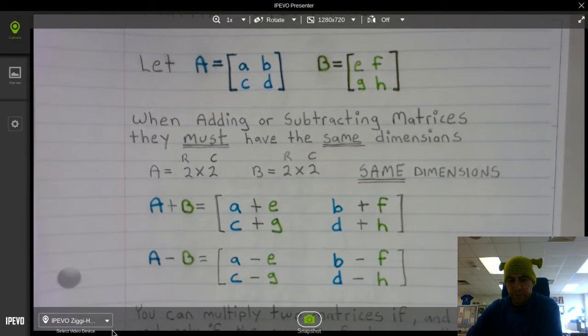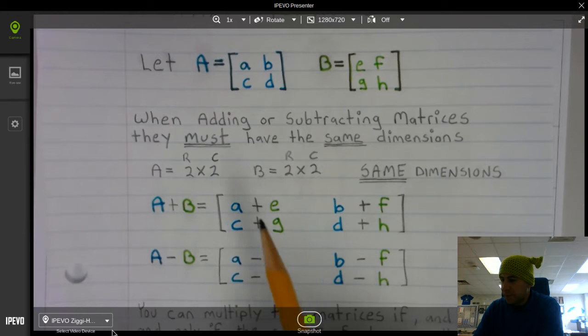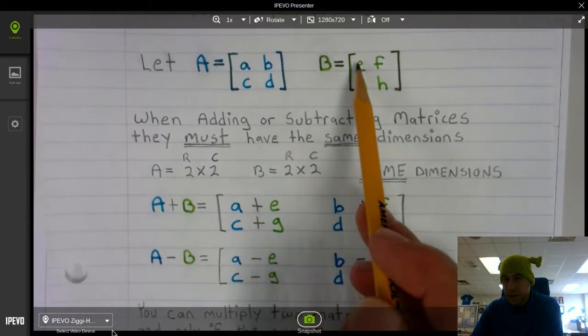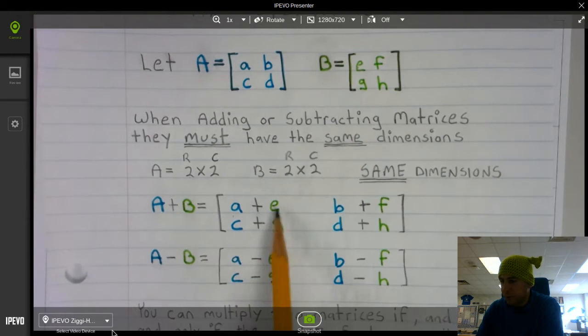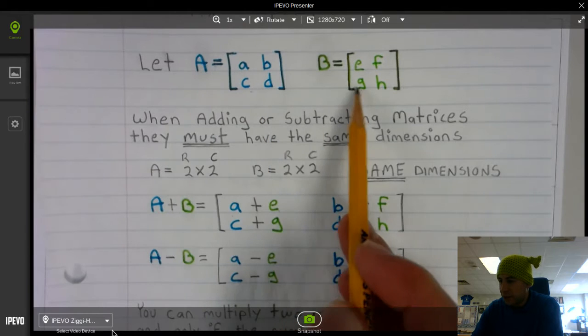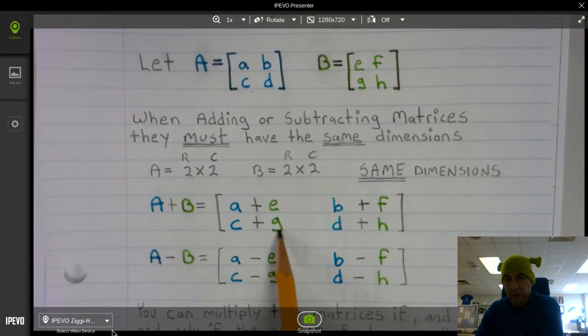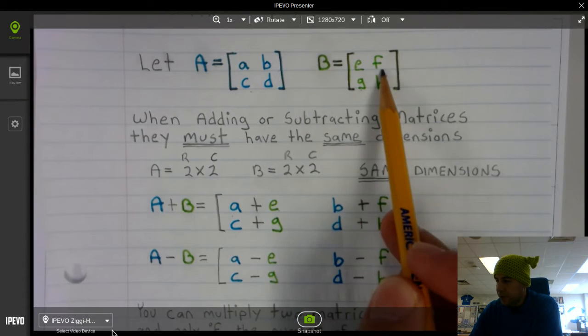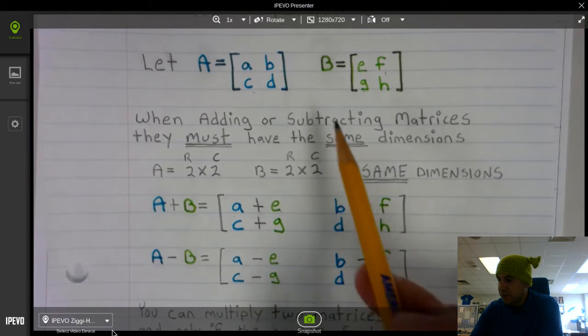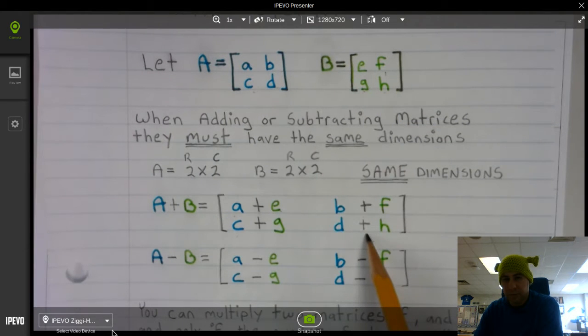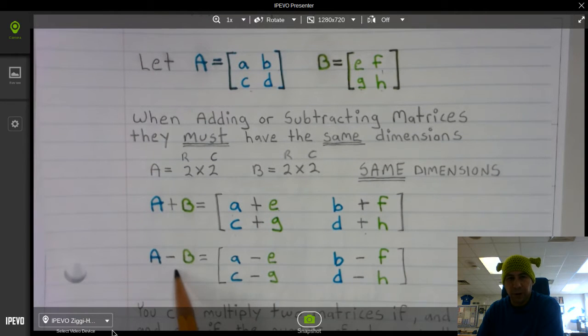So to add them, and I've color coded this, and it's very important to do this so you can see what we're doing. So basically what we do is we add the same position. So since A and E are in the same position, we add them. So A plus E. Since C and G are in the same position, we add C and G. Since B and F are in the same position, we add them. And since D and H are in the same position, we add them. Okay? And so the same thing is if you're subtracting. They're in the same position. Okay?